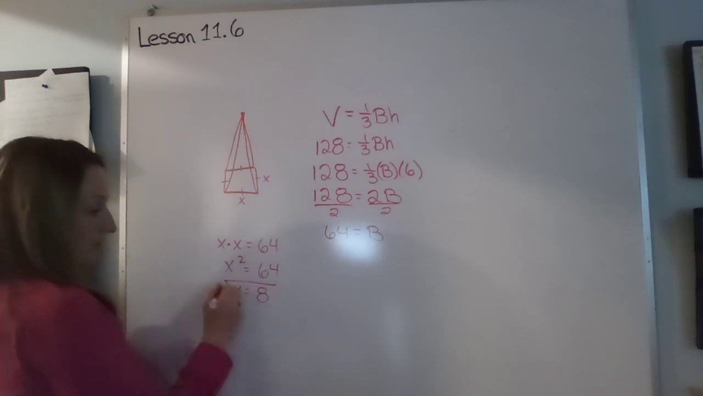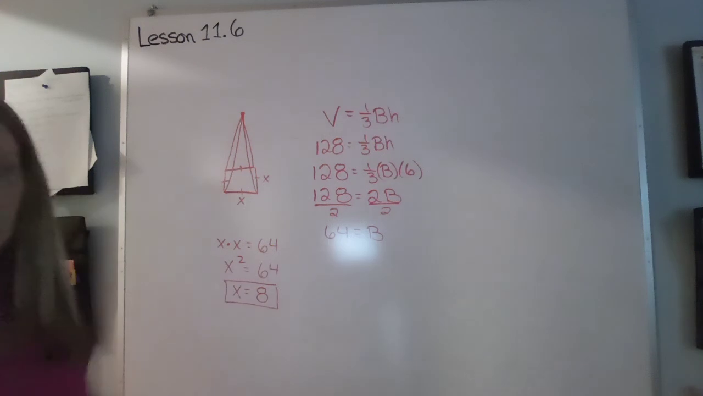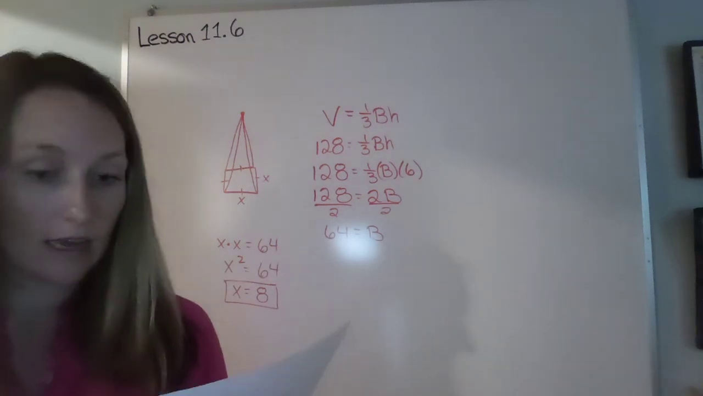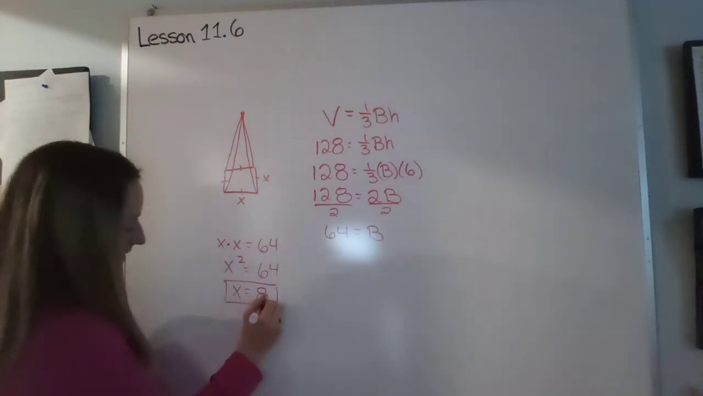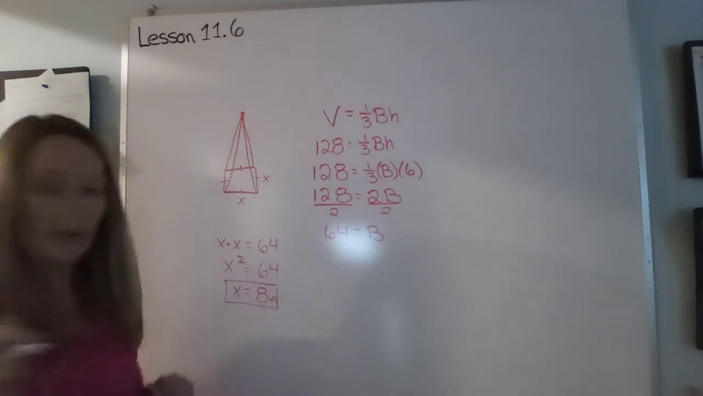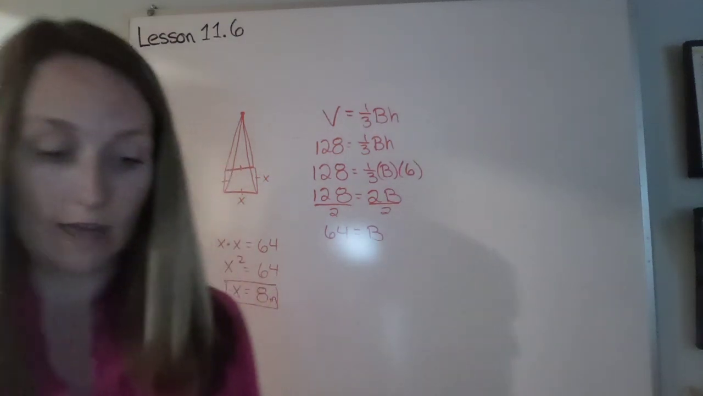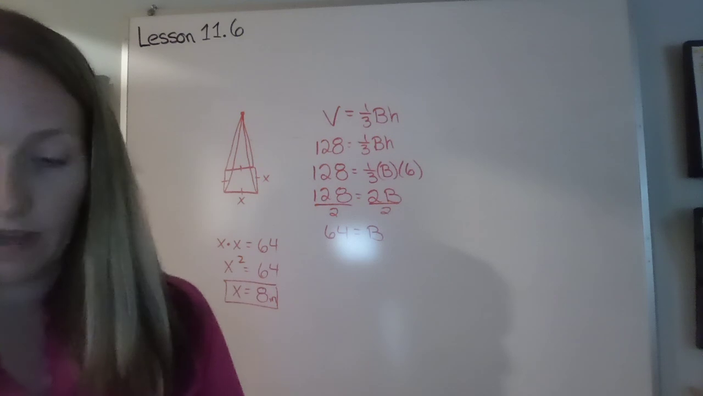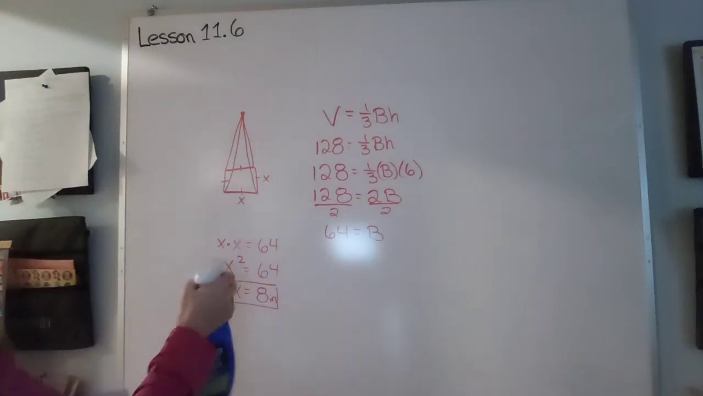So I just found the answer. Each side of the base is 8 units long. 8 inches long, if we want to label with units. Okay. Number 5.